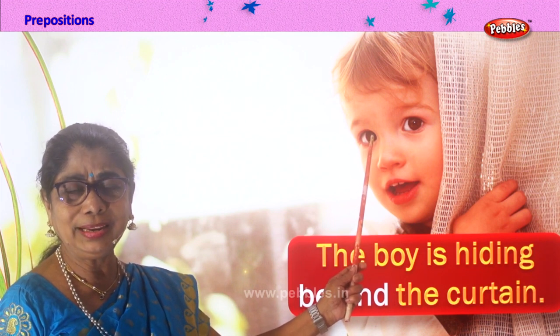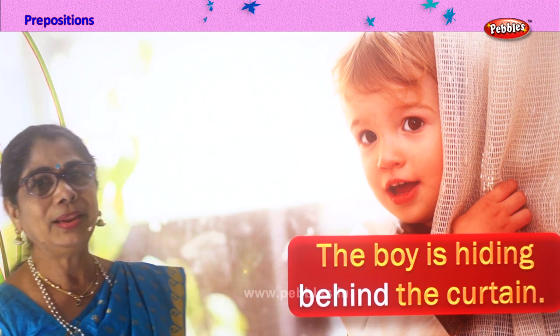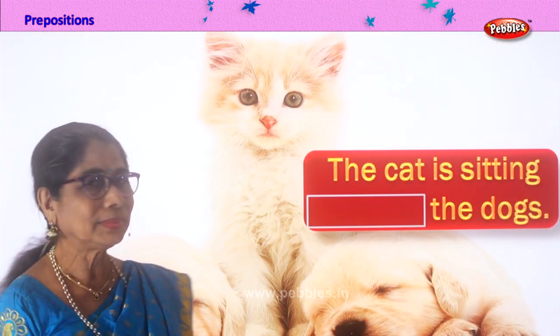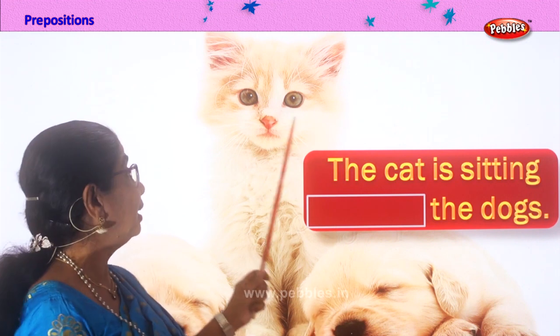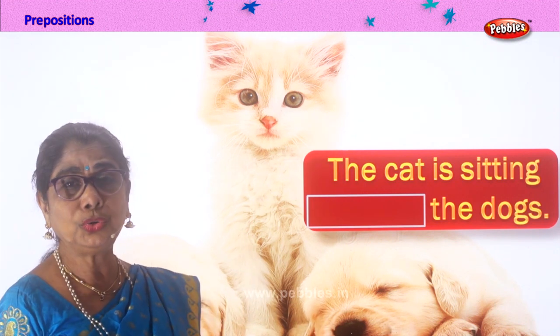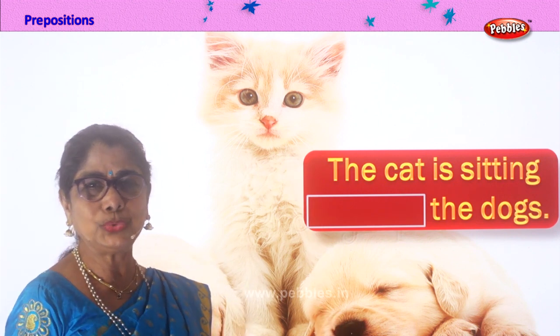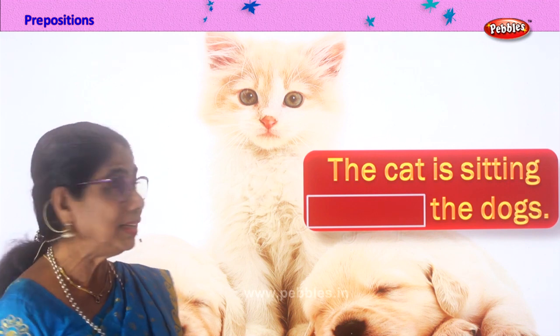Are you enjoying? Shall we take another picture? Yes. Look at the picture here. A lovely little kitten sitting between two tiny dogs, two puppies. A cat and two dogs. Yes? Let's read the sentence.